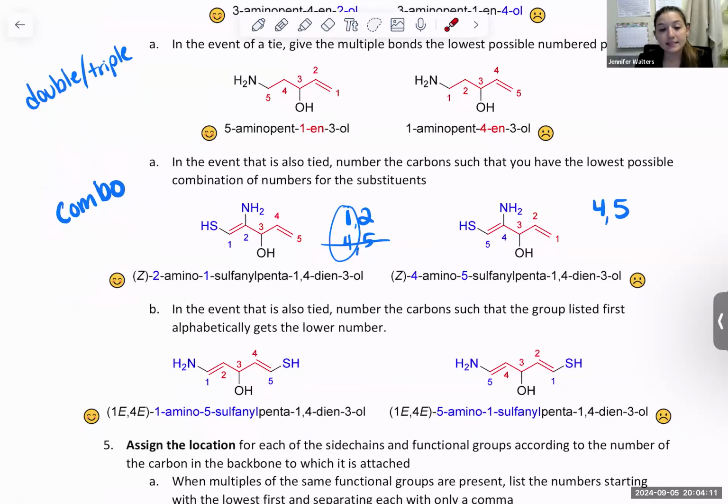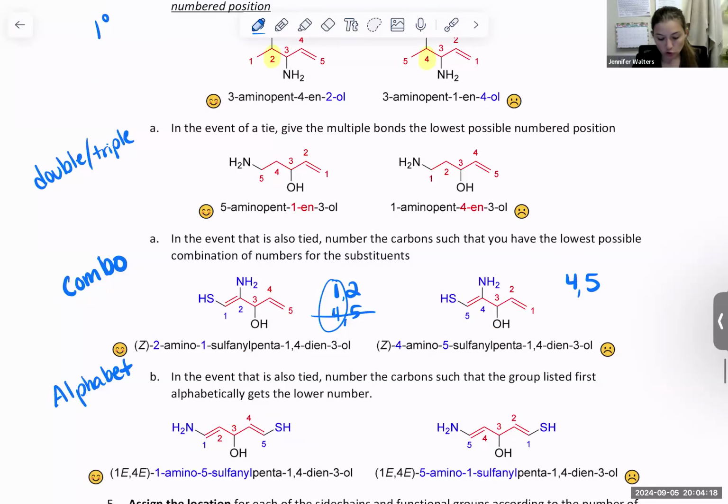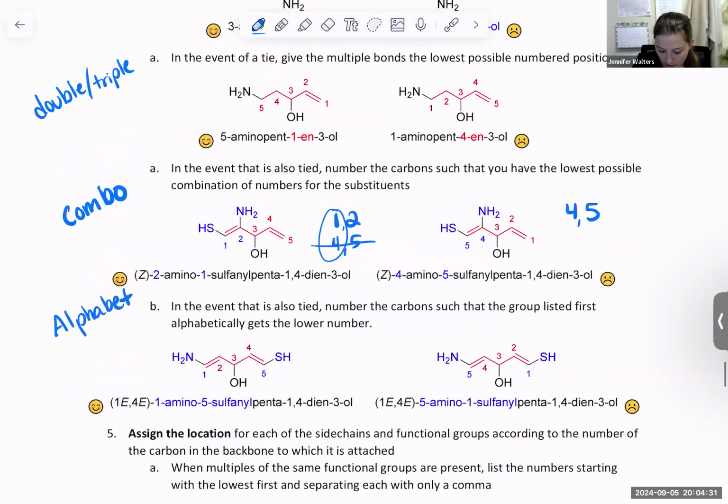In the event that that is still tied, then we are going to use the alphabet. So it is primary functional group, then double and triple bonds, then the smallest combination of numbers. If that still doesn't give you a deciding factor, now you use the alphabet as your last ditch effort to sort this out. So no matter what, now my alcohol and my amine are always on 1 and 5. Their locations are always going to be a 1 and a 5, no matter what. So my tiebreaker is the alphabet.